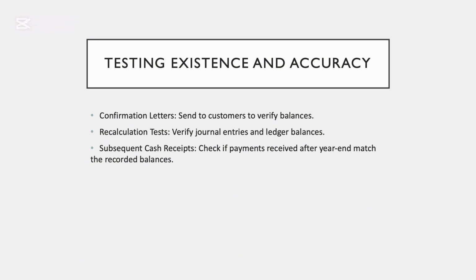To test existence, we'll send out confirmation letters to a sample of customers. These letters ask customers to confirm the amount they owe. While this is a great test for overstatement, it's less effective for understatement. For accuracy, we'll perform recalculation tests to ensure the amounts in the accounts receivable ledger match the supporting documents.